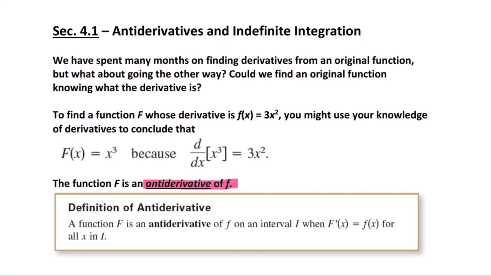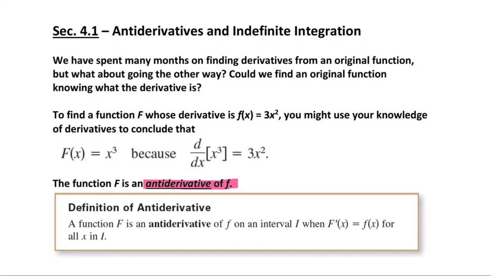And so you think about it and work your way backwards and you go, well, I think the original function is x cubed, because if I took the derivative of x cubed, I'm going to get 3x squared. And so we start seeing this concept of antiderivative, which is basically saying we're starting with the derivative and finding the original function.